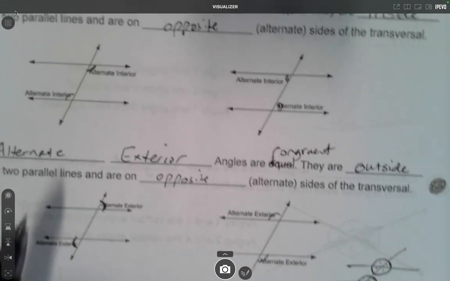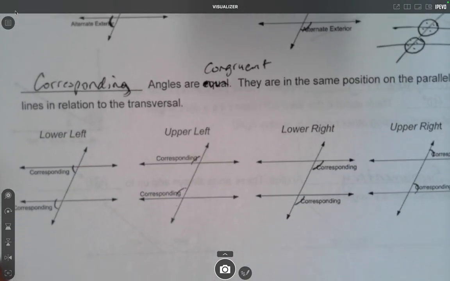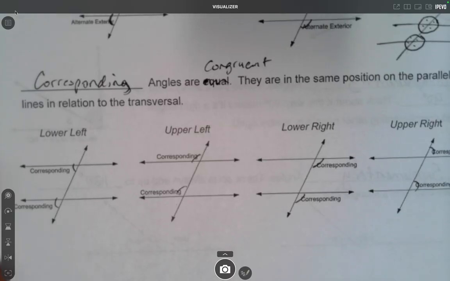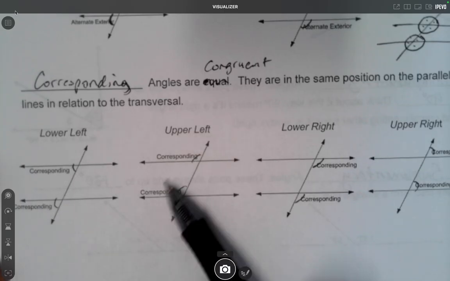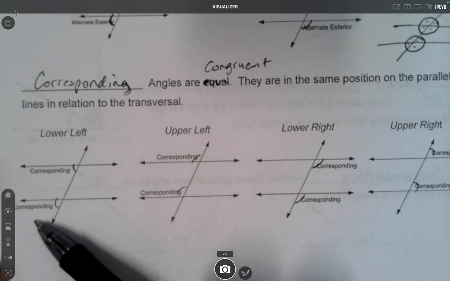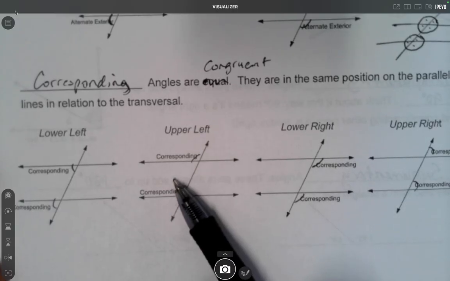So just like there were 2 pair of alternate interior, 2 pair of alternate exterior, there are 4 pair of corresponding. And each pair is congruent. Again, just because this pair is congruent doesn't mean they're also congruent to these 2. We're just saying these 2 are congruent, these 2 are congruent, and then keep going like that.